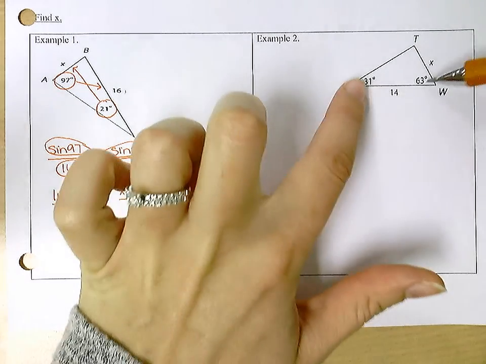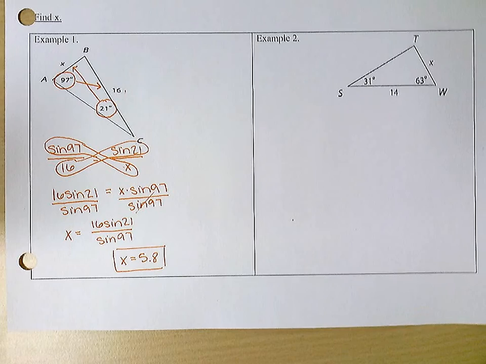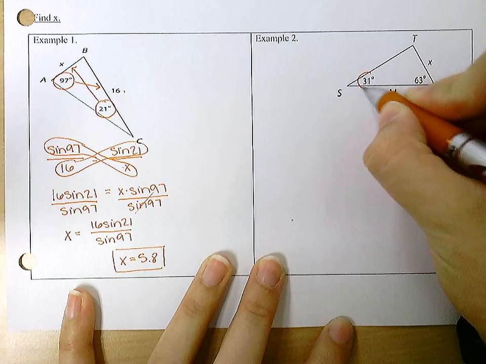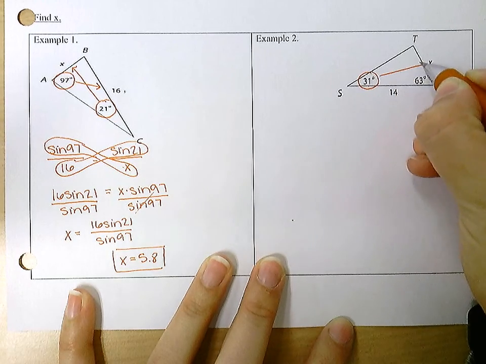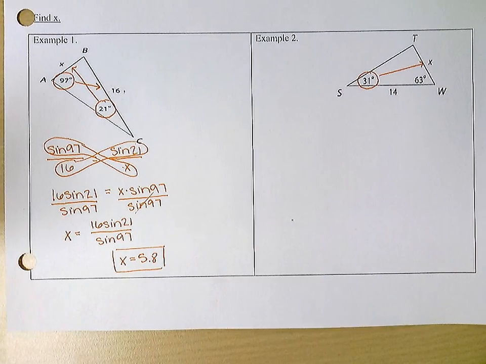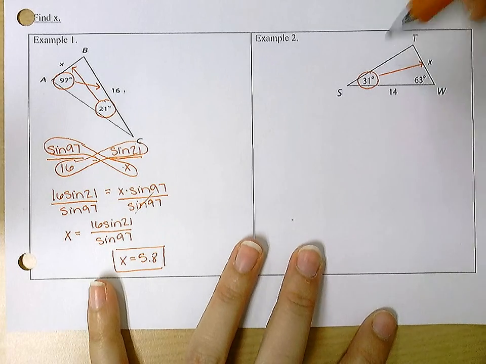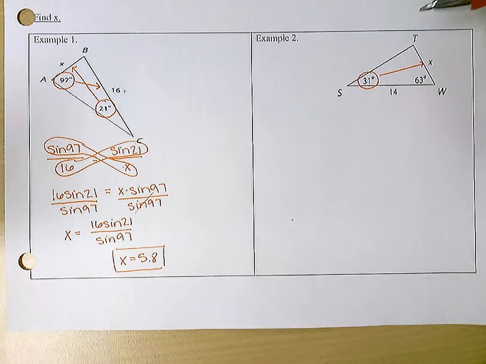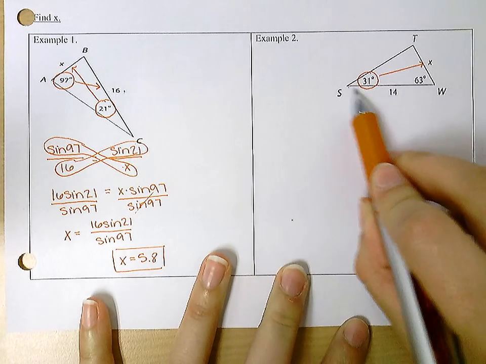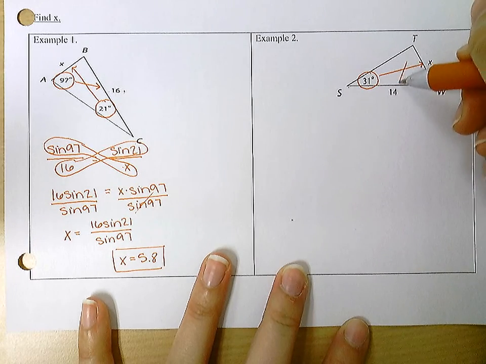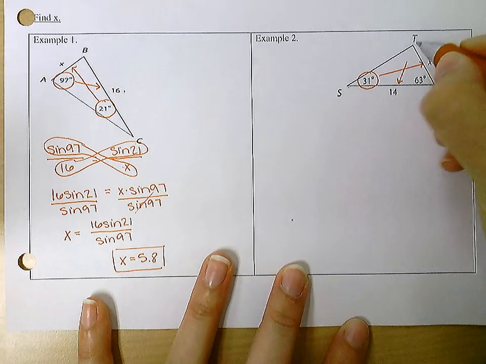Okay, so again, I have these two angles here. I want to make sure there's a side opposite those angles. Well, if I look at 31 degrees, x is across from that, so it does have that opposite side. However, if I look at angle W, this 63 degrees, and I go across, there's no number and there's no variable there. So I don't want to use that angle in law of sines. However, I do have this side of 14, and that's across from that angle T, right?